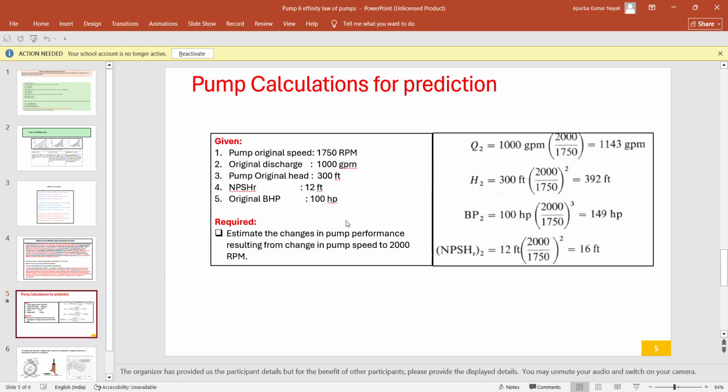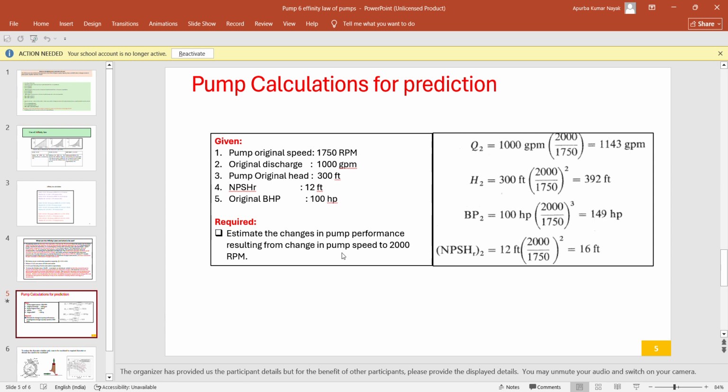One calculation I have shown you here, that is, suppose a pump is running at 1750 RPM, initial capacity was 1000 gallons per minute, head is 300 feet, NPSH requirement is 12 feet, and power requirement is 100 HP. Suppose you increase its RPM from 1750 to 2000. What will happen? Q2 will increase proportionately, directly proportional, but head has increased to 392. Earlier it was only 300 feet. And power, earlier it was only 100 HP, now it has increased to 149, around 50% increase in power.